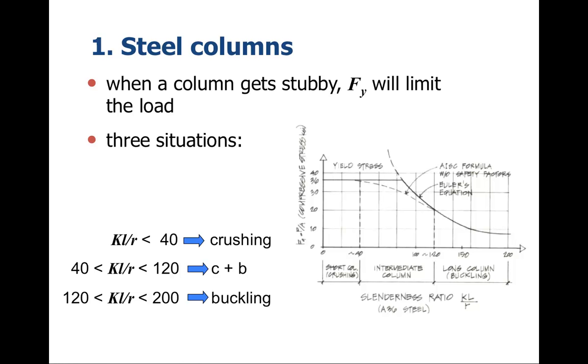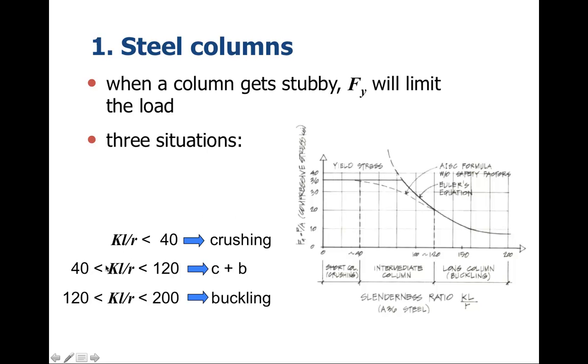All right, some other things related to steel columns. When the column gets short and stubby, F sub y will limit the load, F sub y being the allowable stress in crushing. We have three situations. One is where K times L divided by R is less than 40. Here we have the crushing response, in this particular zone right here. The column is behaving as a short, stubby column, and we're looking at crushing.